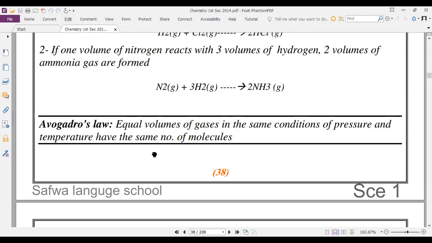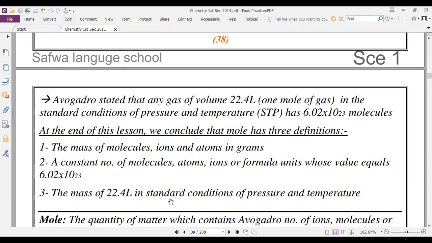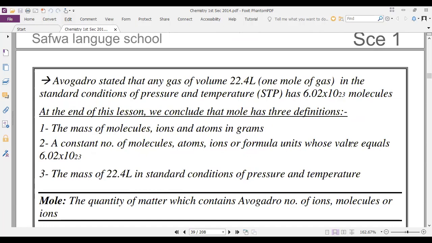Okay. Avogadro's law is that equal volumes of gases under the same conditions of pressure and temperature have the same number of molecules. Okay, so try to complete. Avogadro stated that any gas of volume 22.4 liters, one mole of gas in the standard conditions of pressure and temperature, STP, has 6.02 times 10^23 molecules.